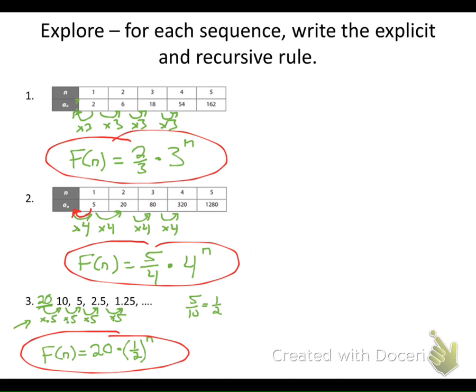By the end of this video, you should be able to take a sequence, whether it's given in a table or written as an actual sequence, and write the rule for it.